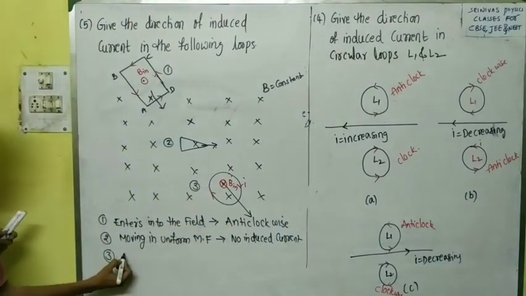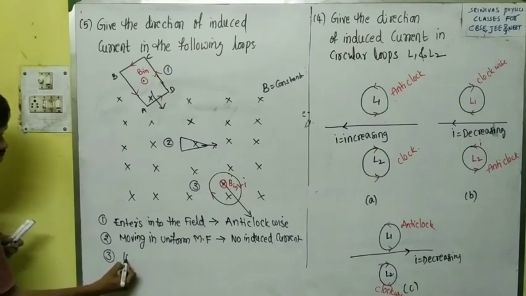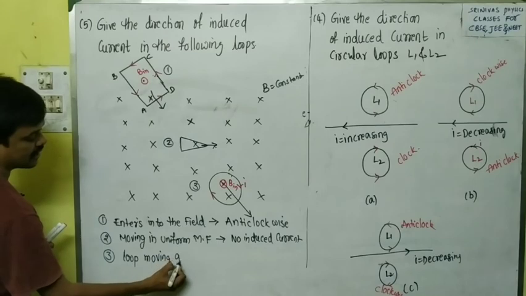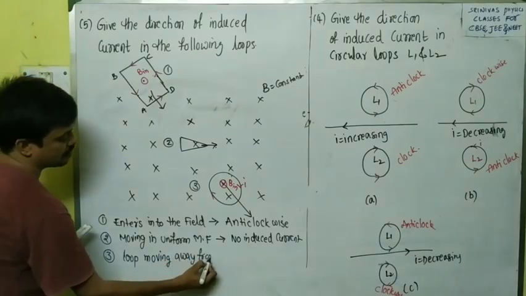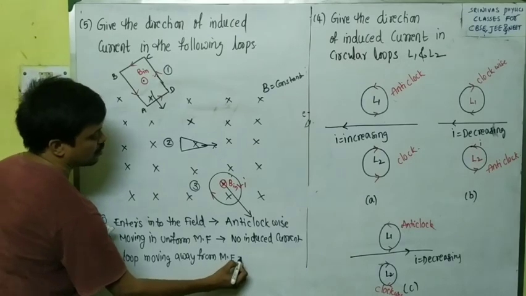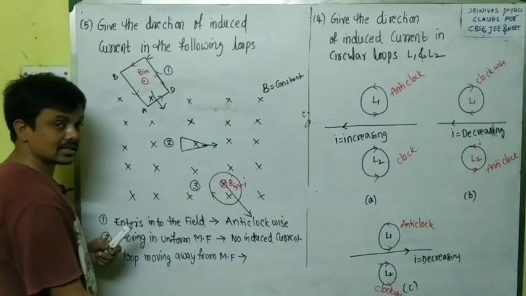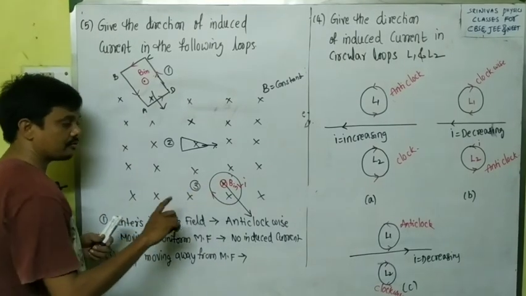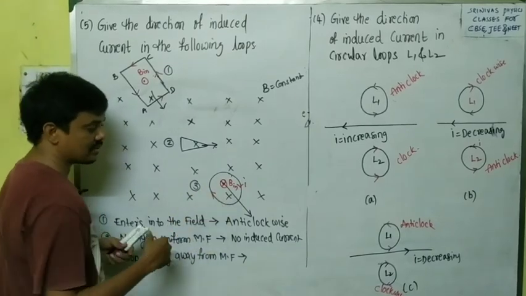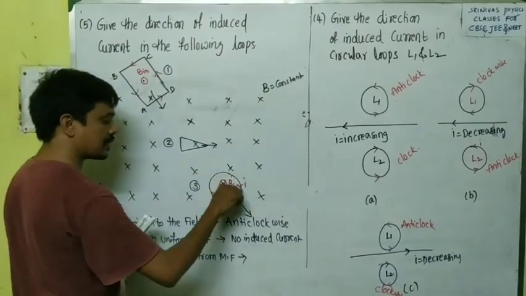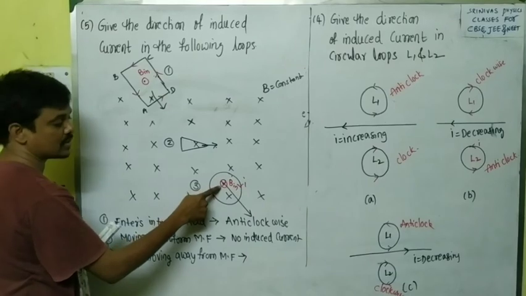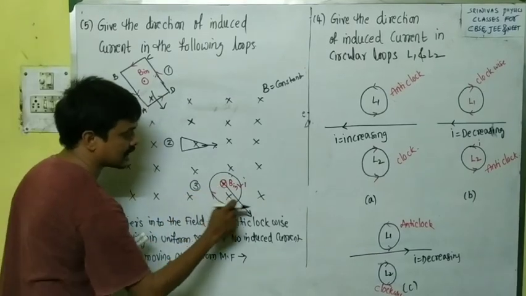When the loop is moving away from the magnetic field, at that moment what happens? When it moves away, the flux decreases. Decrease should be opposed. In order to oppose the decrease in field, it should be supported. Then a field in the same direction will be generated. The applied field is cross, so the induced field is also cross. To generate the opposite, it would be there, but support means the same direction should be there. Then the current is clockwise.